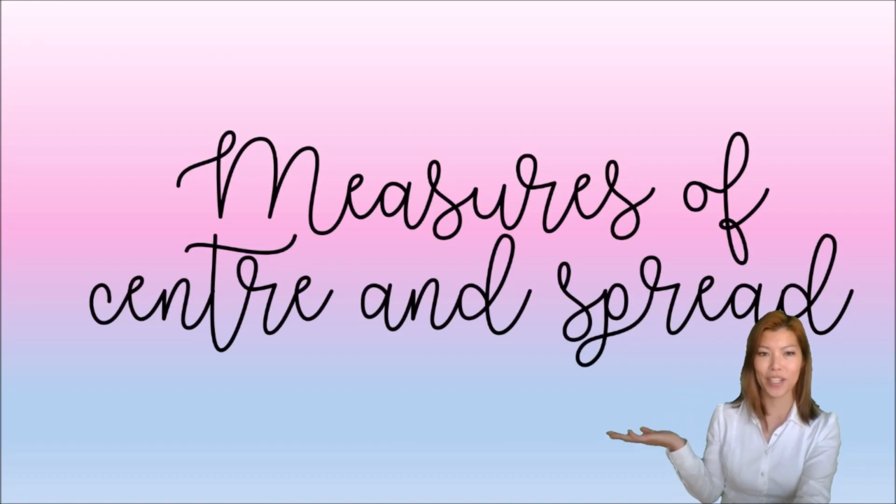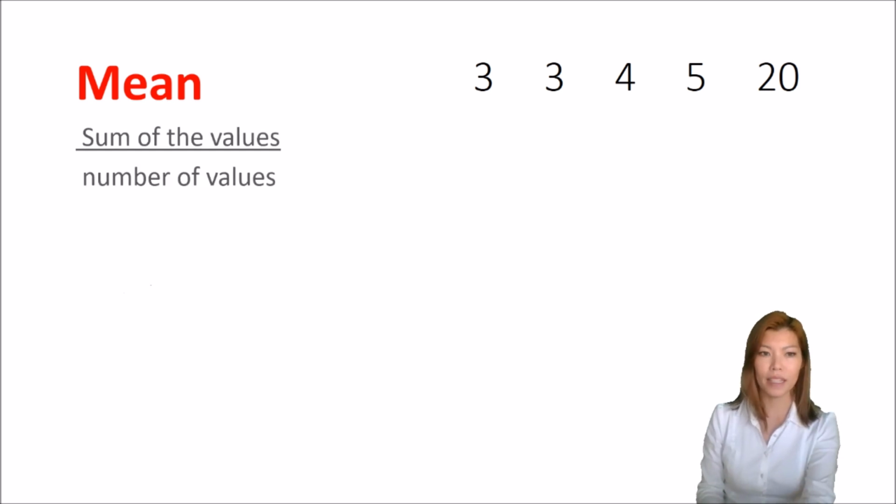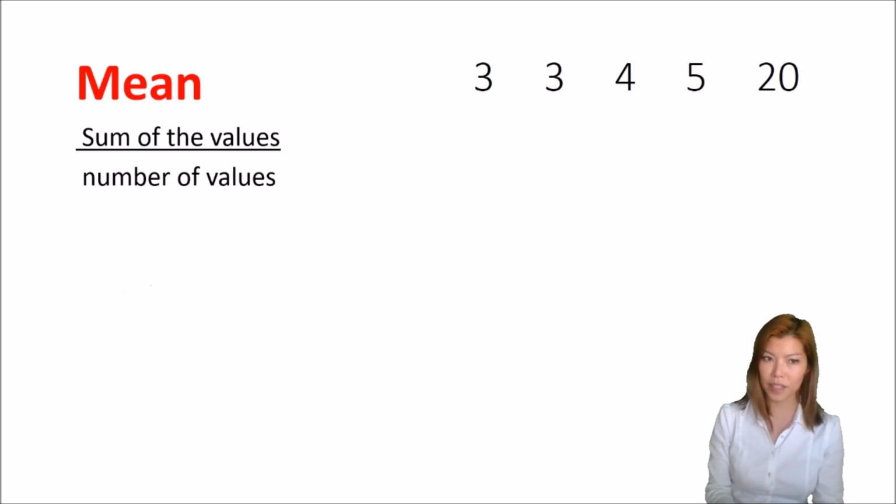Hello everyone, today we're going to look at measures of center and spread. So let's have a look at these 5 random numbers there. How can we analyze numbers? We can look at them by looking at different attributes. First of all, we can look for the mean. The mean is the sum of the values divided by the total number of values that are there.